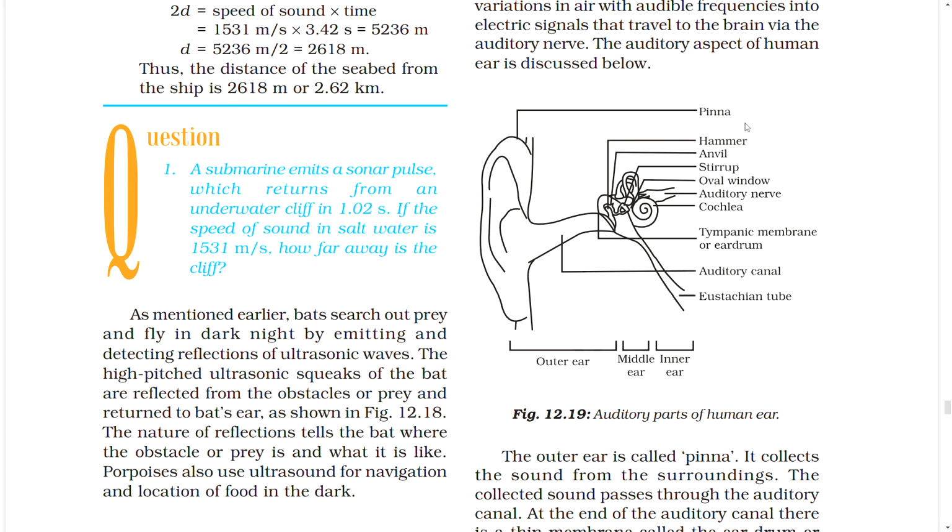Pinna, hammer, anvil, stirrup, oval window, auditory nerve, cochlea, tympanic membrane, auditory canal, tympanic membrane or eardrum, auditory canal, Eustachian tube, outer ear, middle ear, inner ear. Figure: Auditory parts of the human ear.